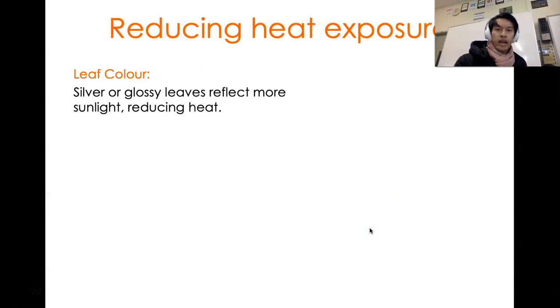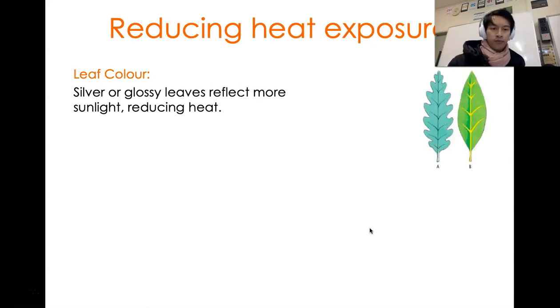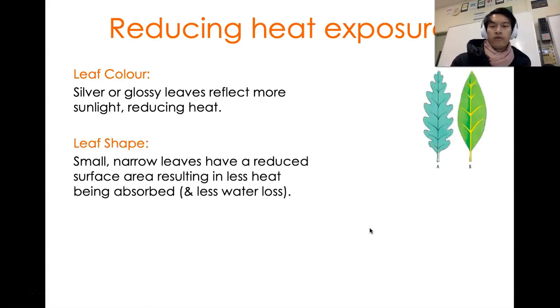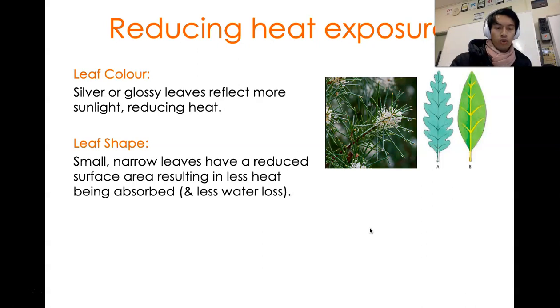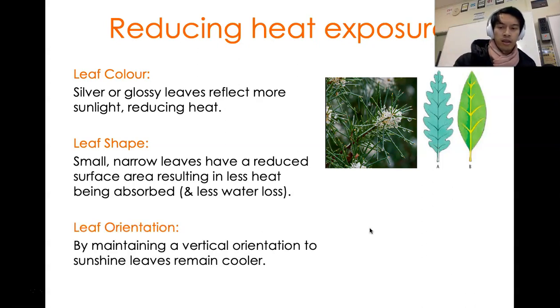They can reduce heat exposure so that you can prevent damage to the leaf by changing the leaf's color. For example, some desert plants will have silver or glossy leaves, which will then reflect more sunlight. Other plants will have narrow or spiny leaves to reduce the amount of surface area so that it doesn't absorb as much heat. And also it won't lose as much water because there's less stomata there as well.